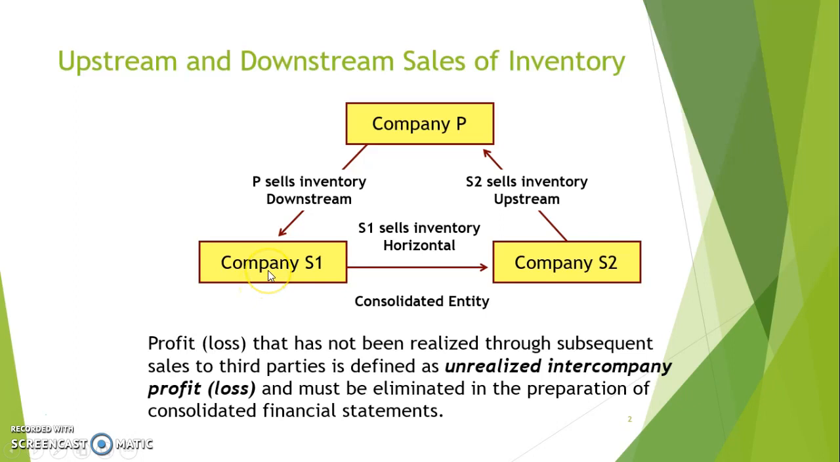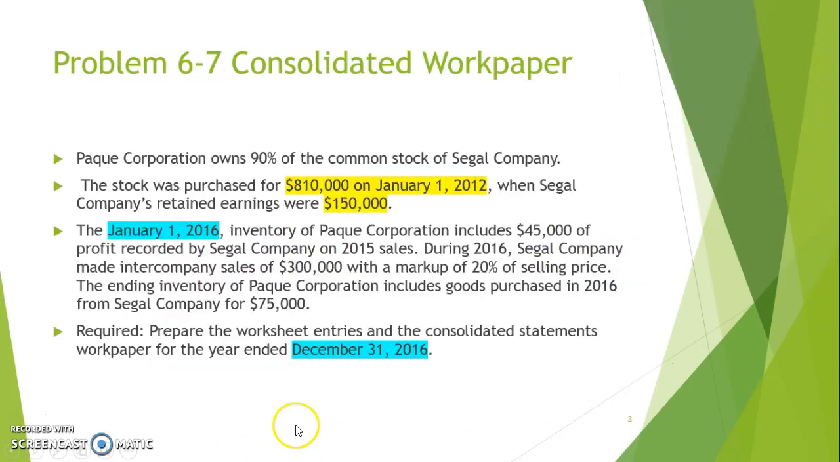Now, whichever method we're using, we must remember that any profit or loss that has not been realized through the subsequent sales to third parties, that is persons outside of the entities, is defined as unrealized intercompany profit or loss, and this must be eliminated in the preparation of the consolidated financial statements.